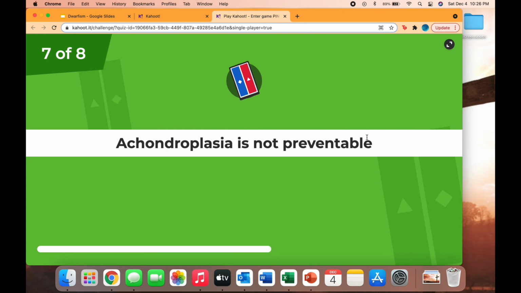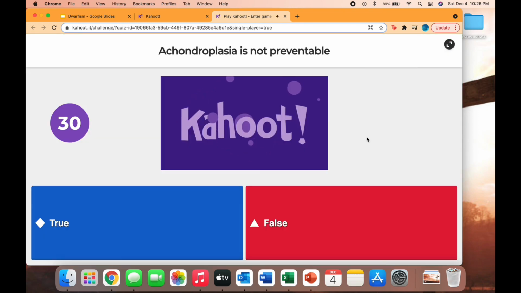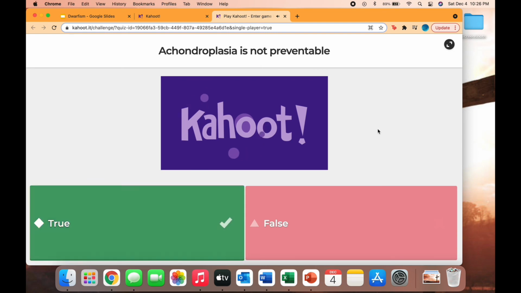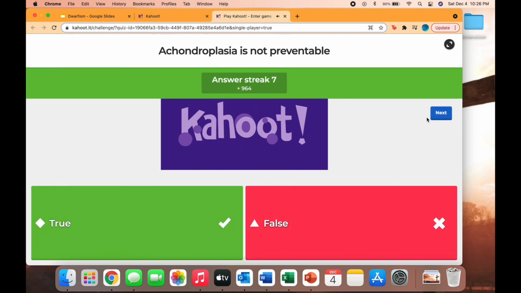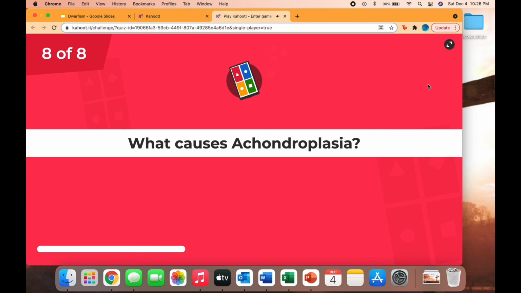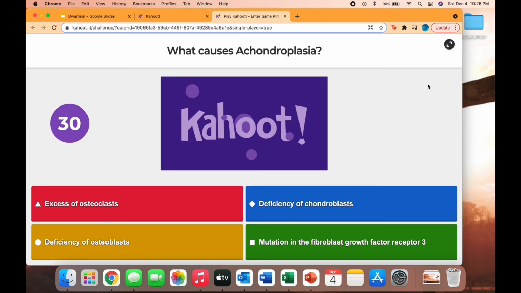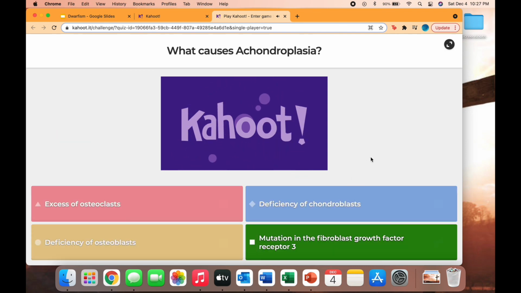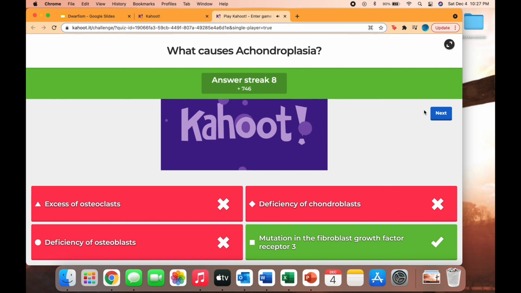True or false? Achondroplasia is not preventable. This is definitely going to be true because there are no real ways to prevent achondroplasia at the moment. What causes achondroplasia? Excess of osteoclast, deficiency of chondroblast, deficiency of osteoblast, mutation in the fibroblast growth factor receptor 3. The answer is going to be mutation in fibroblast growth factor receptor 3.